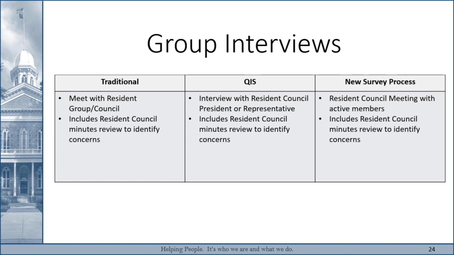During the traditional process, there was a meeting with the resident group council, and it includes resident council minutes review to identify concerns. With the QIS survey process, there was an interview with the resident council president or representative, and it included resident council minutes review to identify concerns. With the new survey process, there is a resident council meeting with active members and includes resident council minutes review to identify concerns.